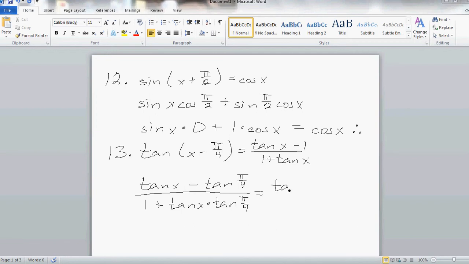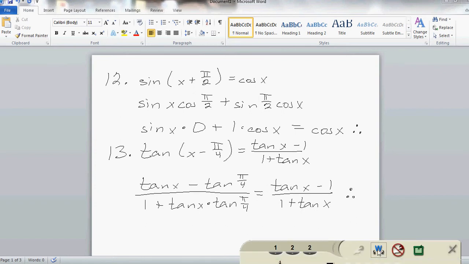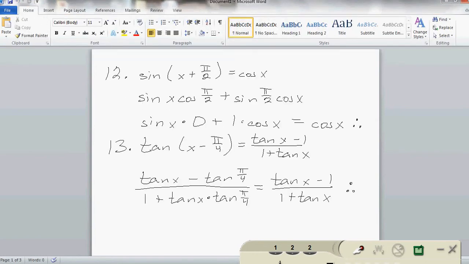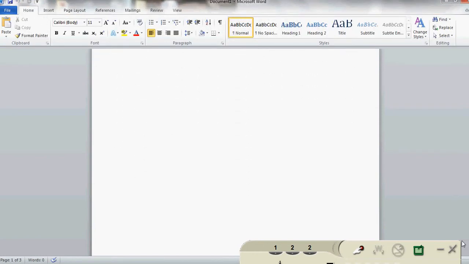So this becomes the tangent of x minus 1 over 1 plus tangent of x times 1, which is tangent of x. And so we get exactly what is being asked for. That is exactly what needed to be proven. Example number 14.